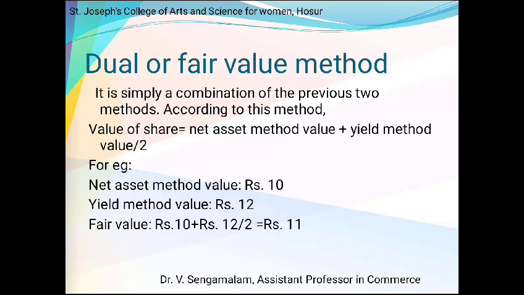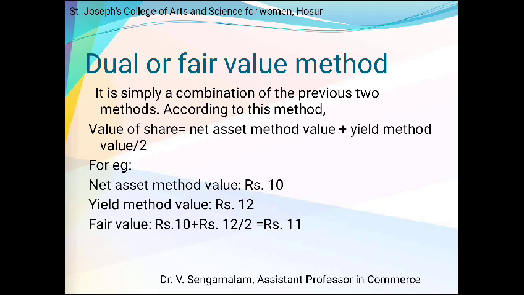Dual or fair value method means it will be the combination of both methods. It is a simplified combination of the previous two methods. According to this method, valuation of shares equals net assets method value plus yield method value divided by 2. For example, net asset method value is rupees 10. Yield method value is rupees 12. The fair value is equal to 10 plus 12 divided by 2, which is equal to 11.